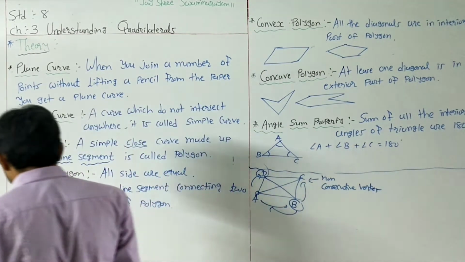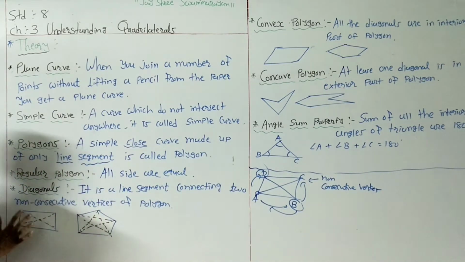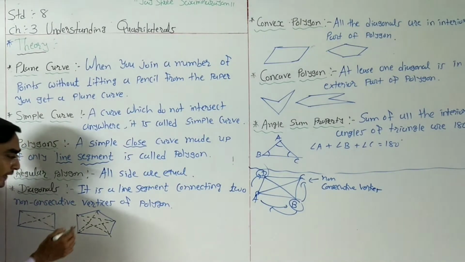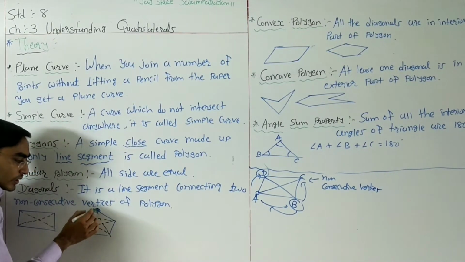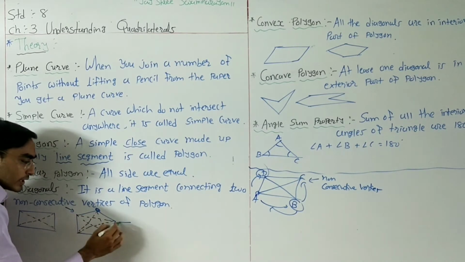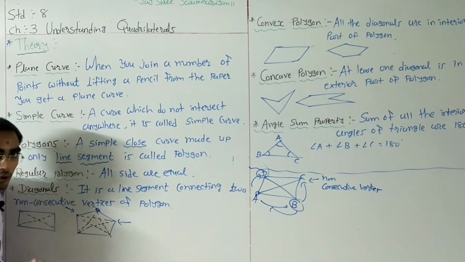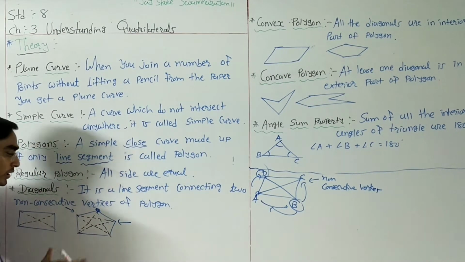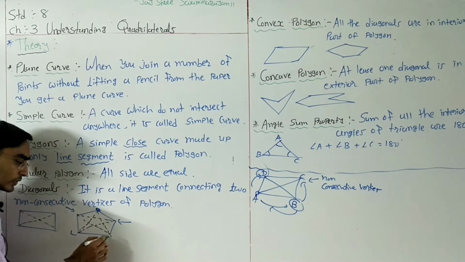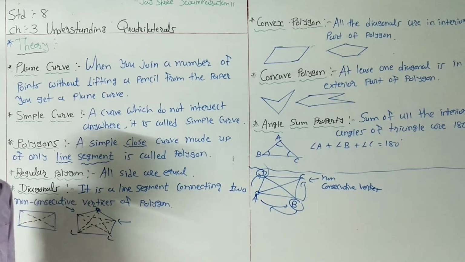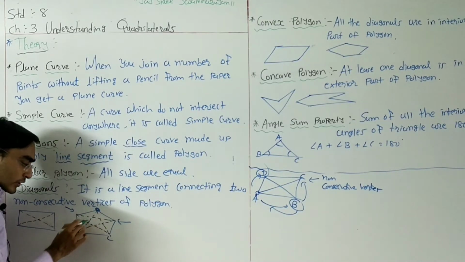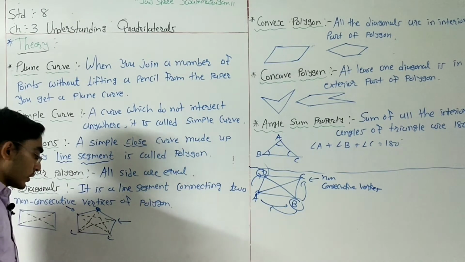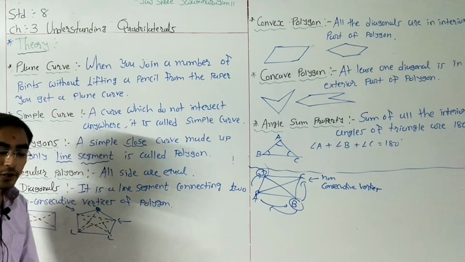Here I also put some examples. These two are diagonals. Same thing for the pentagon. For this point, these two are the consecutive vertices. But these two are the non-consecutive vertices for this point. So if we join this point to these points, these two are the diagonals.